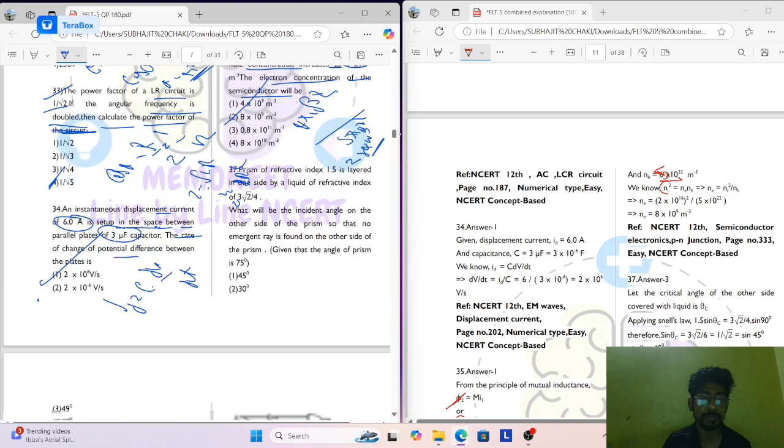A prism of refractive index mu is given, on one side by liquid of refractive index 3 root 2 by 4. Okay, 3 root 2 by 4. What will be the incident angle on the other side of the prism so that there is no emergent ray? Where the angle of prism A is given.